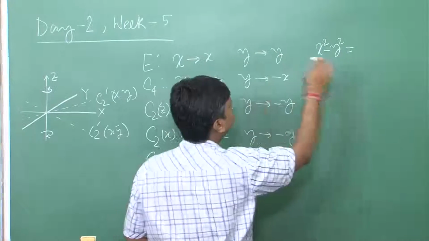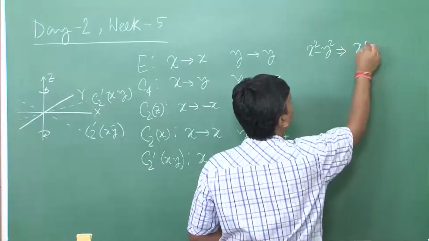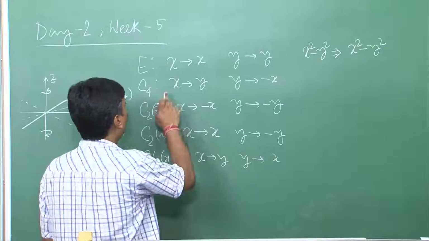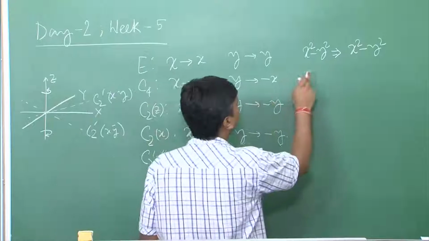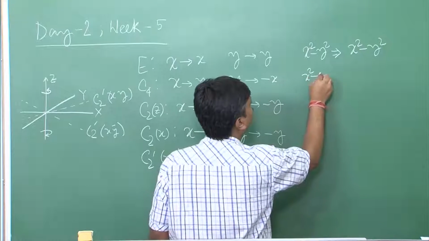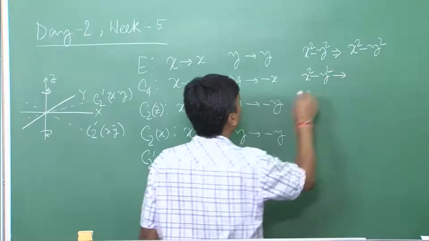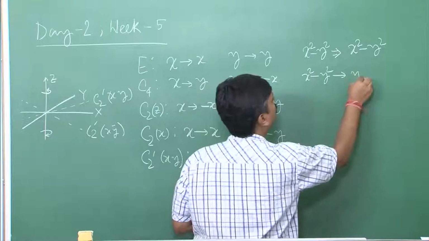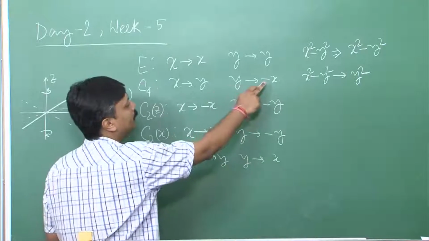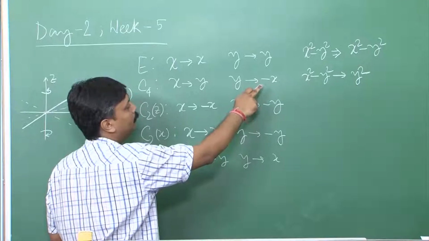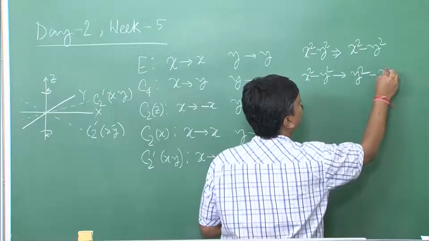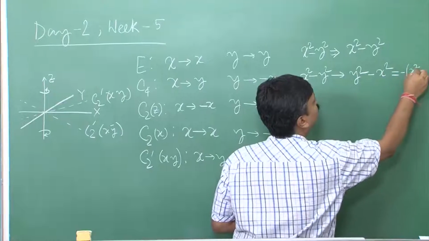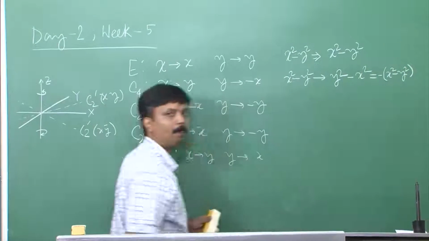Okay, so here nothing is changing, so I will have x square minus y square when I operate E on that. Now, in case of C4, if I apply C4 on x square minus y square, what's going to happen? X is becoming y, so this is becoming y square, and y is becoming minus x. So it's minus x square, which is nothing but minus of x square minus y square, right?